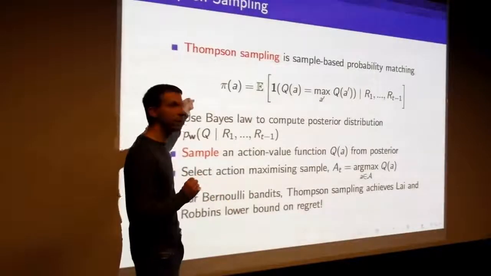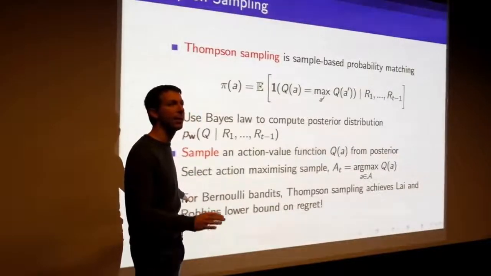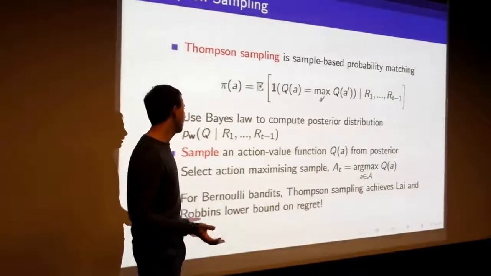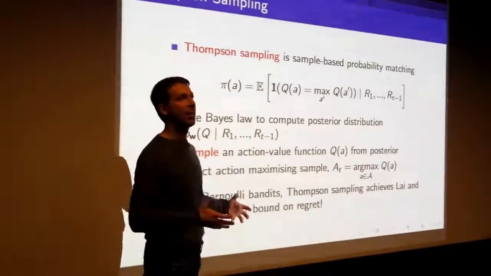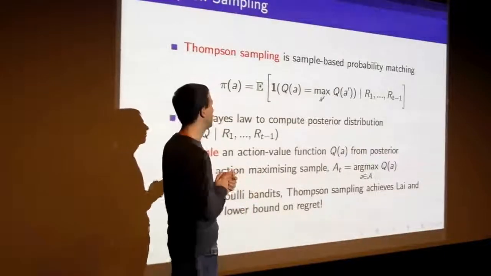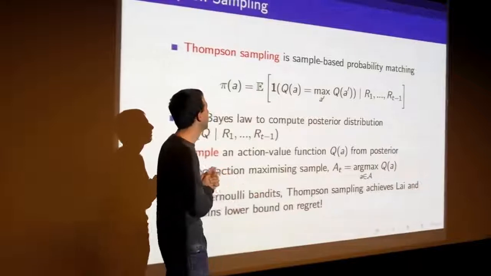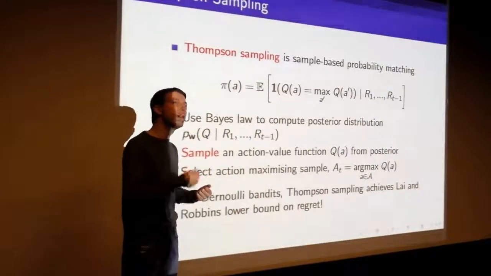So this is the first algorithm we've seen that actually achieves the lower bound that we saw for a particular class of algorithms, at least for Bernoulli bandits, which is a special case. So this idea works optimally well in terms of the total regret which you incur. The idea is just to do probability matching in a sample-based way.